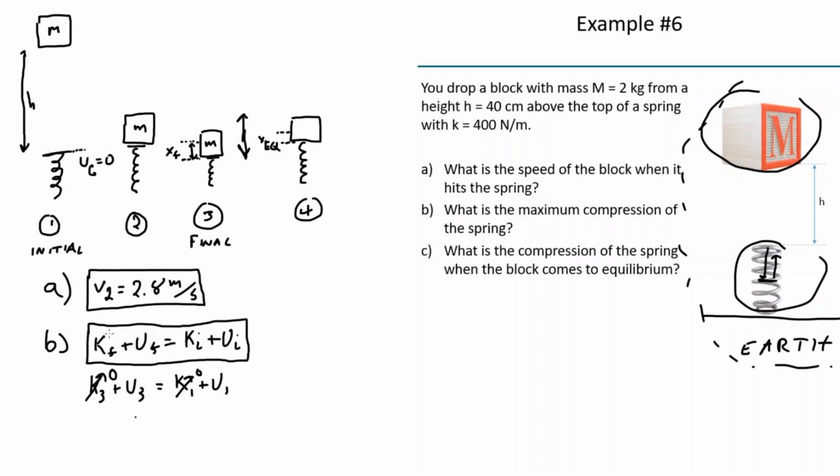So when the spring reaches its maximum compression, we have, actually let's just write this out first. We have U spring at position 3 plus U gravitational at position 3 equals U gravitational at position 1. So this is our conservation of energy formula. It's just potential energy being transformed from one type of potential energy, gravitational potential energy, into another type, spring potential energy.